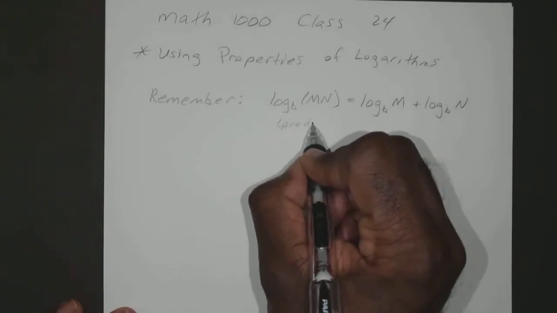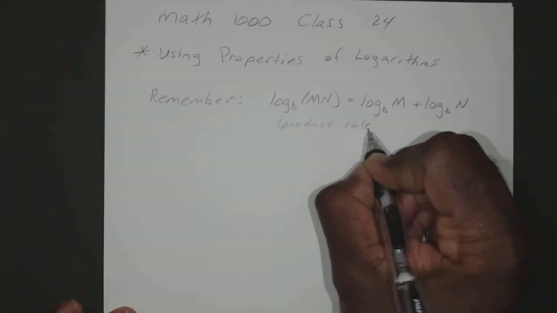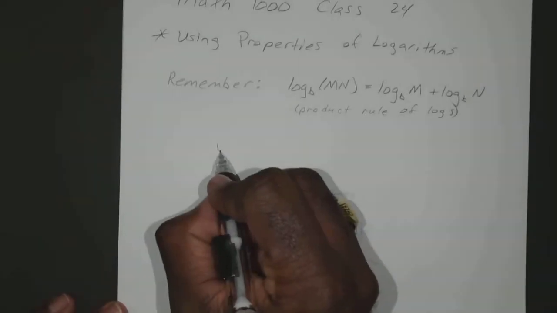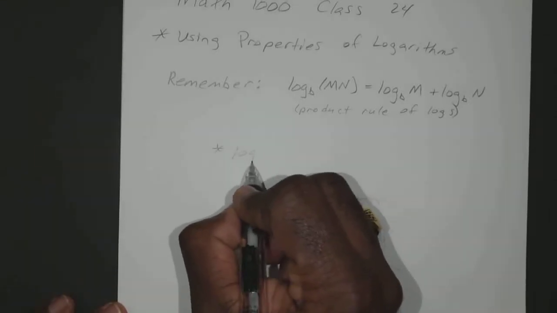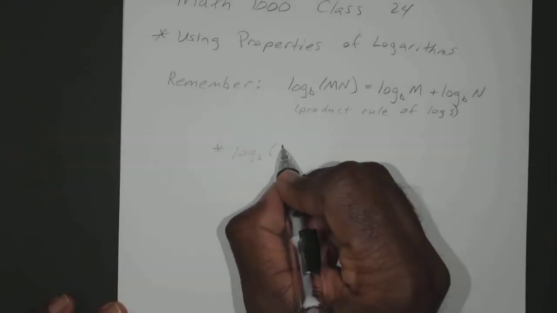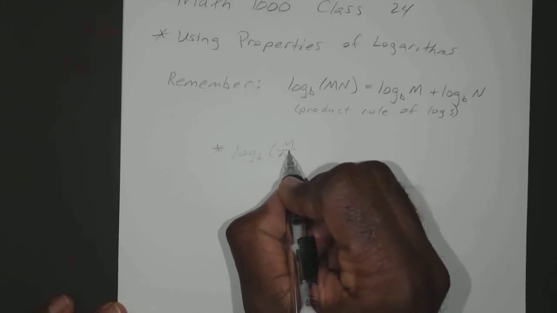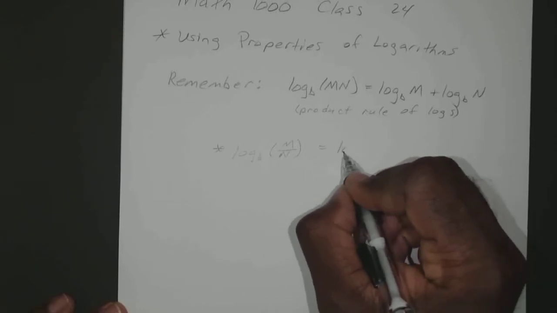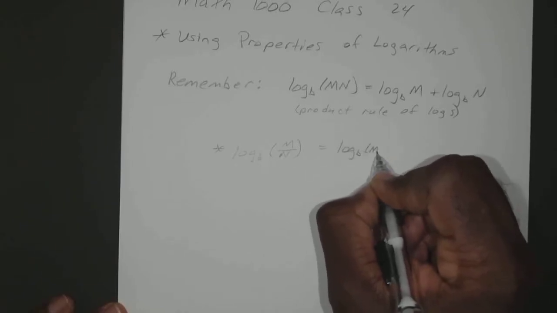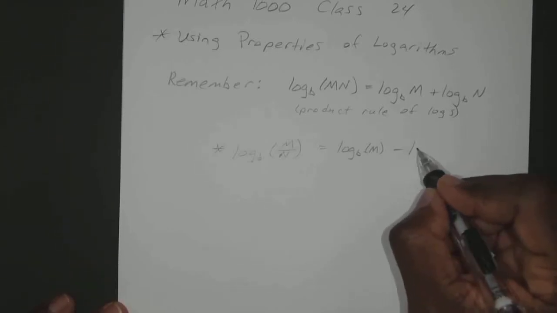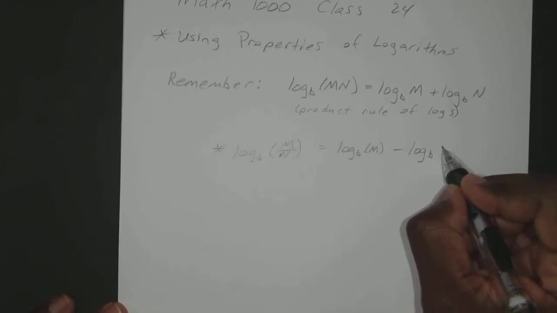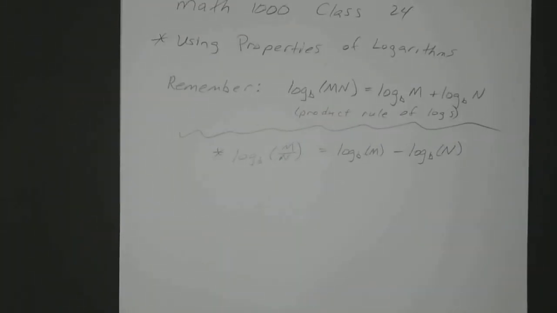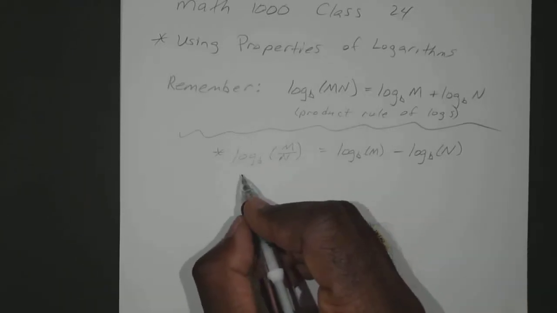Okay, which is your product rule of logarithms. Or if you have log base b of m divided by n, that means that is log base b of m minus log base b of n. Okay, which is the quotient rule of logarithms.